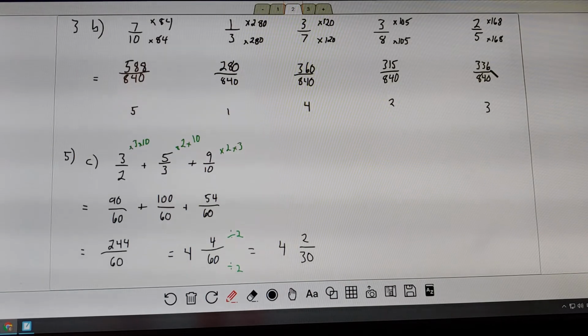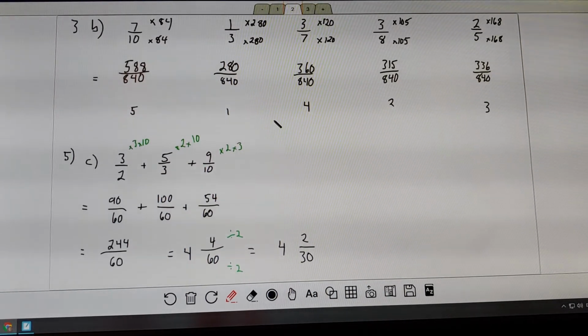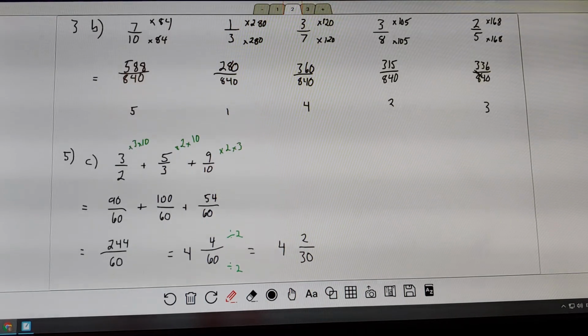And then that gets me all the equivalent fractions over 840. And then from there, it's super easy to order them from smallest to largest. 280 is the smallest numerator, then 315, then 336.